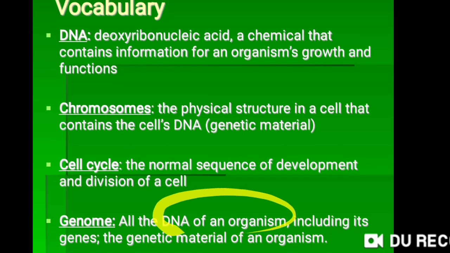The DNA of an organism, all the DNA including its genes, is the genetic material of an organism. So DNA is the functional unit, and then come chromosomes, which are the winding up of DNA. The genetic material has to be replicated during the cell cycle: first the cell maturation stage and then the reproductive stage. Then the genome is the sum of all the DNA in an organism.